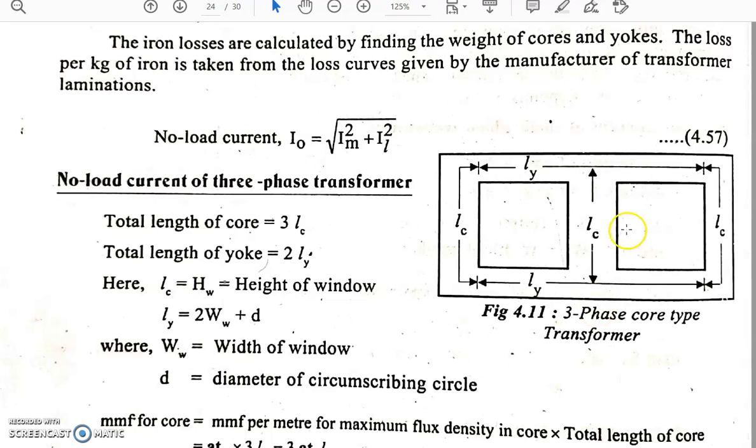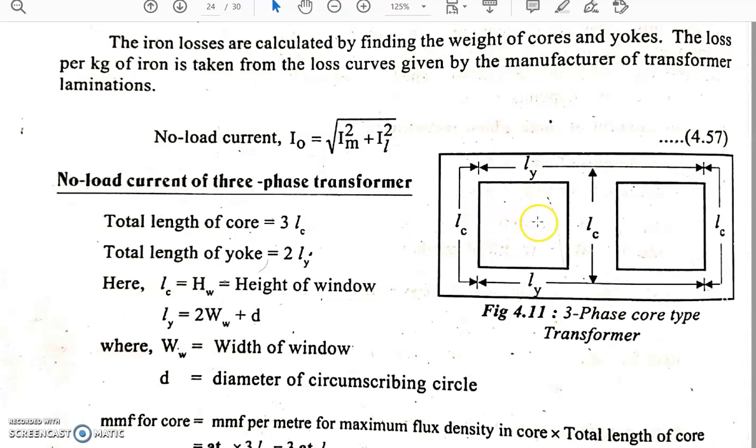If it is a three-phase core-type transformer, one more window will be added, so that one more limb will be added, so that it can be a three-phase transformer. Three windings will be there, on all the three limbs of the transformer core. So the total length of the core here is 3 times LC, and the total length of the yoke, top and bottom side, is 2 times LY, and actually here LY is 2 times the width of the window plus this D. D is the diameter of the circumscribing circle.